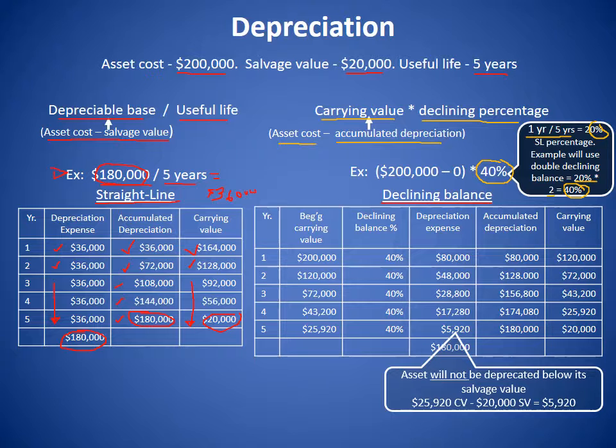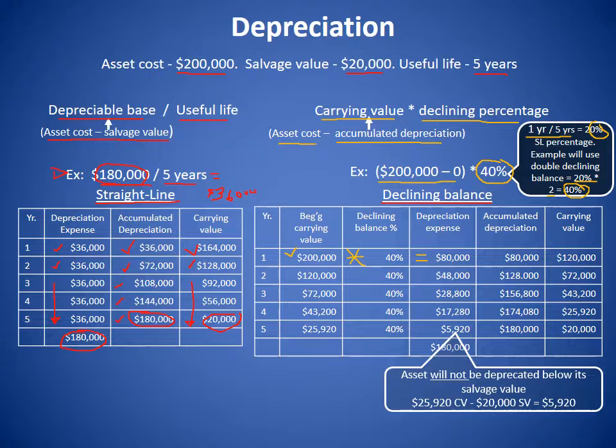Now in this case, we're going to go ahead and do the declining balance calculations. First of all, the beginning carrying value at the beginning of year 1 is going to be $200,000, because that's my asset cost minus any accumulated depreciation, which I show right here. So my beginning carrying value is going to be multiplied by 40%. So I multiply the $200,000, and I'm going to do a multiplication sign here. $200,000 times 40% means my depreciation expense should be equal to $80,000 during year 1.